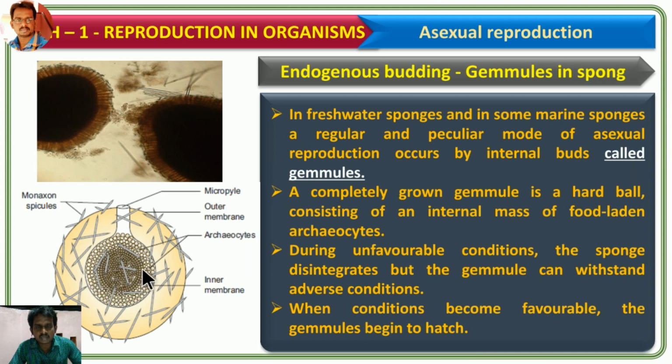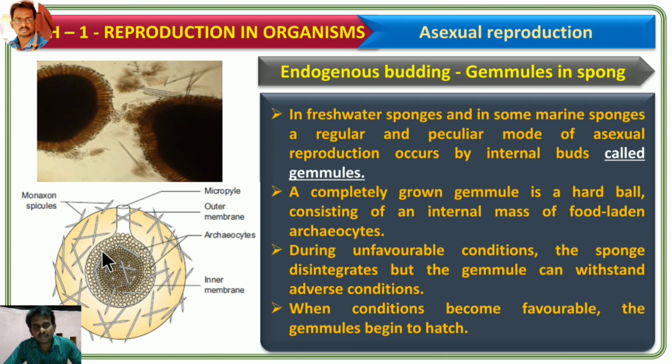These gemmules, the archaeocytes, withstand the unfavorable condition, but the sponge disintegrates. During the favorable condition, the gemmules germinate and begin to grow into new sponges. So this is also another example of internal budding. The name of the technique is called gemmule formation.